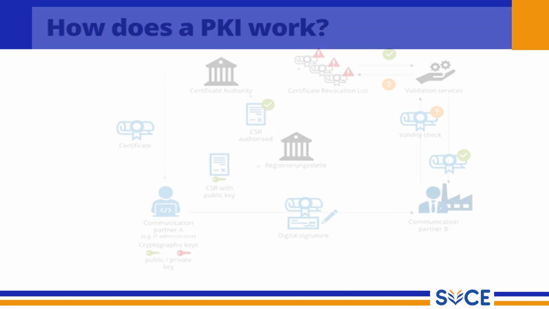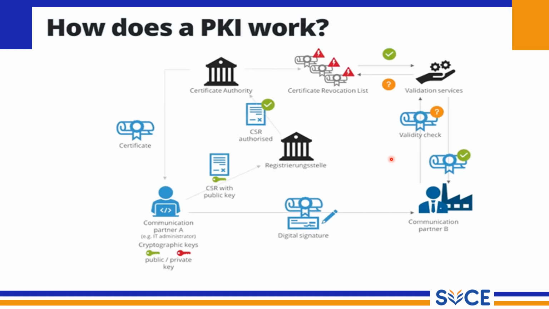So this is the structure of the PKI. Here you can see the certificate will be shipped from communication partner A, and it can contain a public or private key. The certificate authority will be issuing the CSR file, and the public key will go to the registration authority, and from there the certificate revocation list will be considered. Based on that it will be validated, and the validation will be done on the receiver side. So this is all about how PKI works.